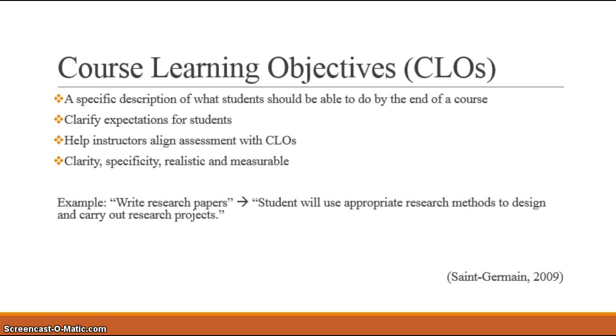So this example here, write research paper, is a really vague, ambiguous, non-measurable kind of CLO. It wouldn't be very helpful for either the student or the instructor. Instead, revamp it to say something like, student will use appropriate research methods to design and carry out research projects. That's much more active, measurable, and useful for a student to follow a class carefully.